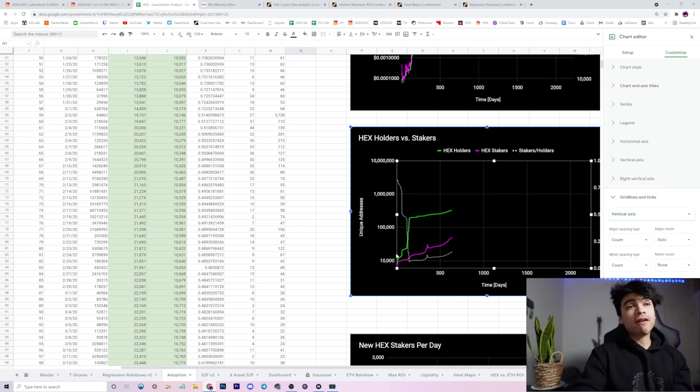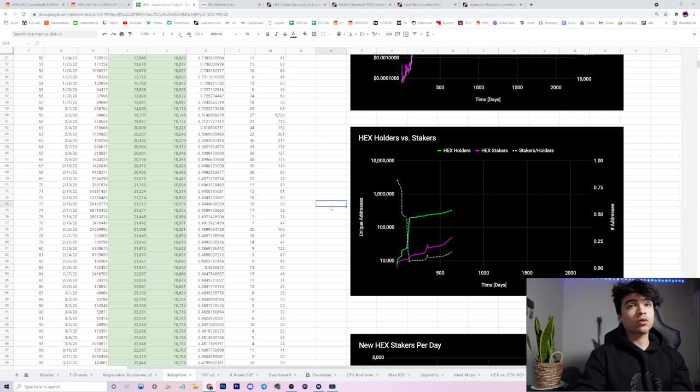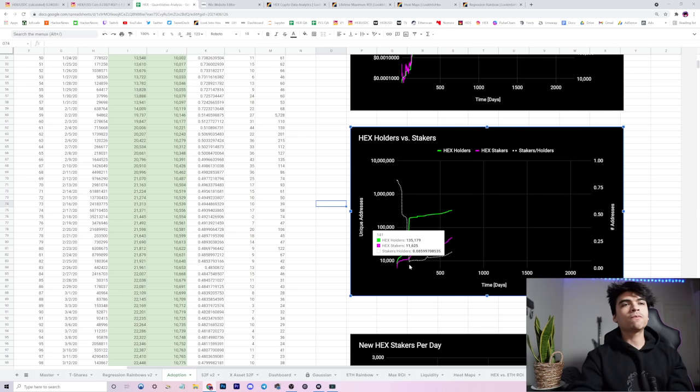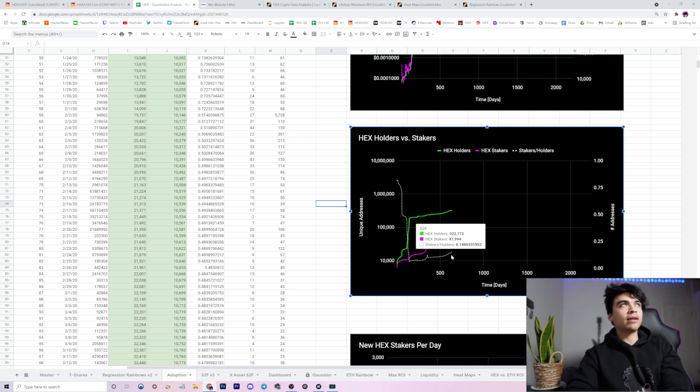But essentially you have this green curve, which is the number of HEX holders. You have the pink curve, which is the number of HEX stakers. And you have this ratio I made here for you, which shows you the ratio of stakers to holders. Now this isn't exactly your staked percentage, because if you look at how much HEX is staked, it's a little beneath 10%. We can just round to 10%.